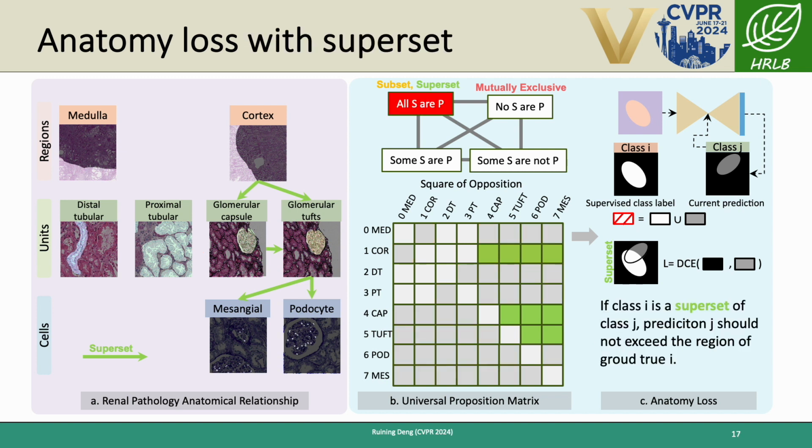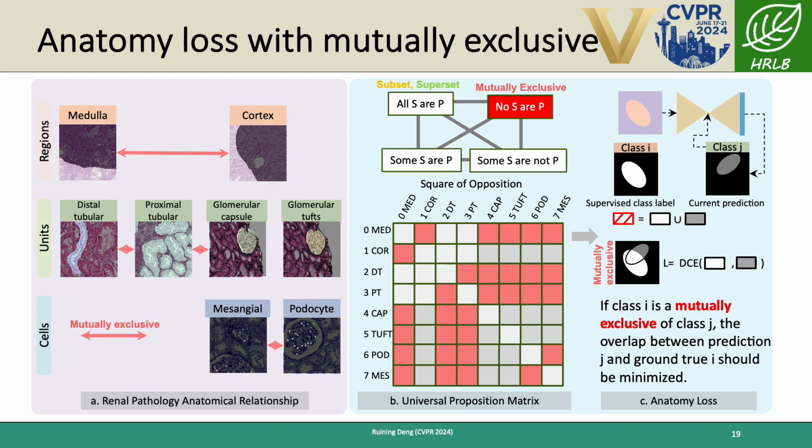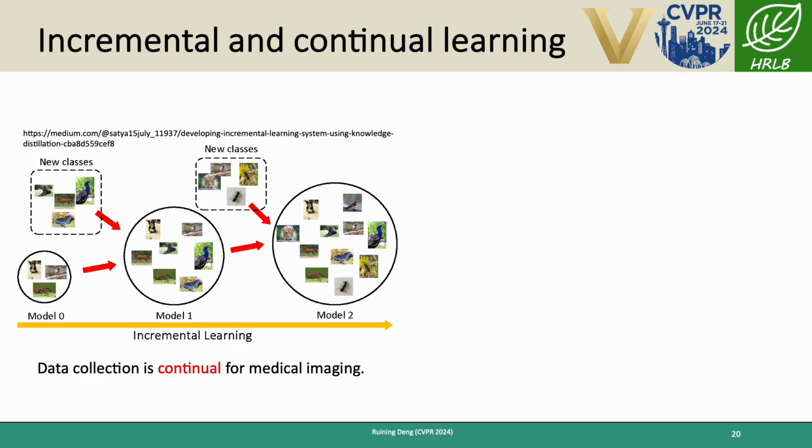Specifically, if class I is a superset of class J, prediction J should not exceed the region of ground truth I. If class I is a subset of class J, prediction J should cover ground truth I as much as possible. And if class I is mutually exclusive of class J, the overlap between prediction J and ground truth I should be minimized.